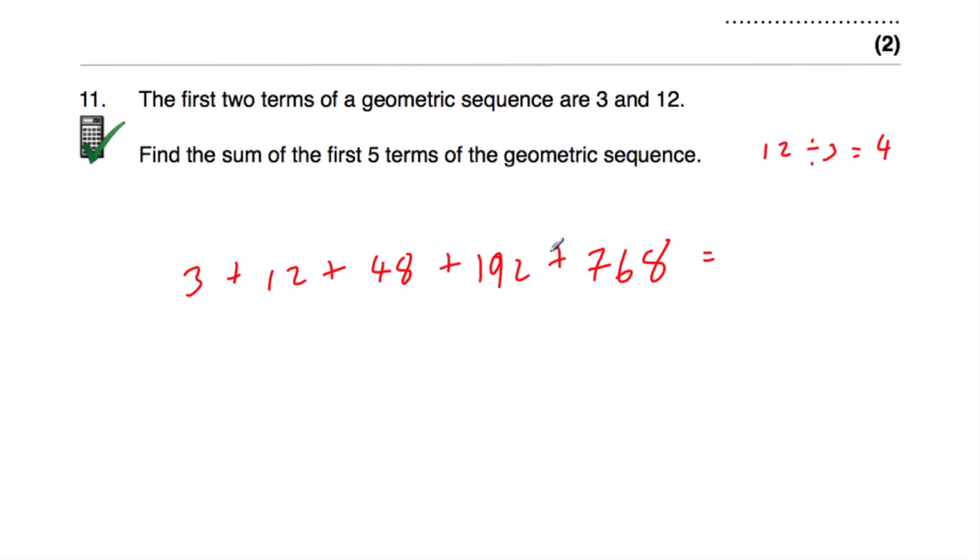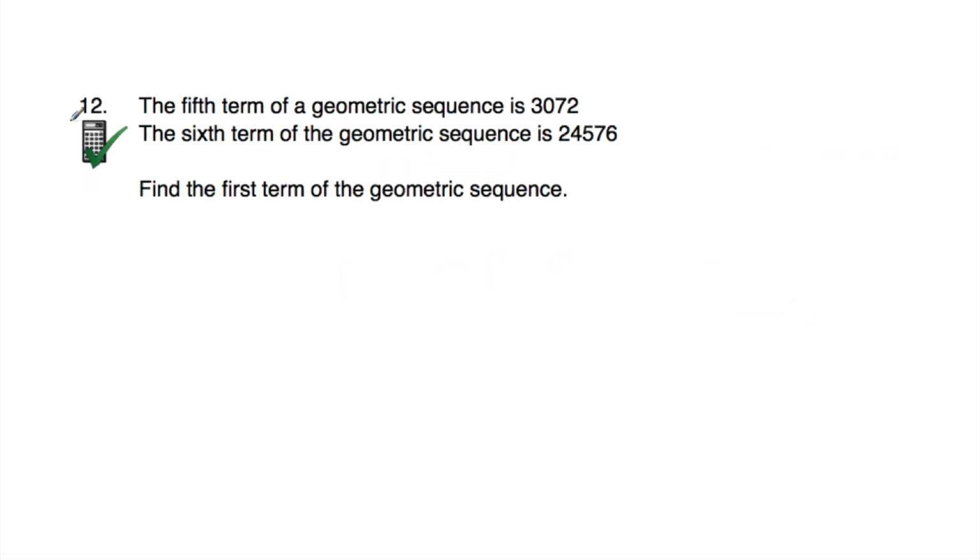So if we do 768 plus 192 plus 48 plus 12 plus 3, that's equal to 1023. So that means the sum of the first 5 terms would be 1023. And that's it. Okay, let's look at our next question, question number 12.